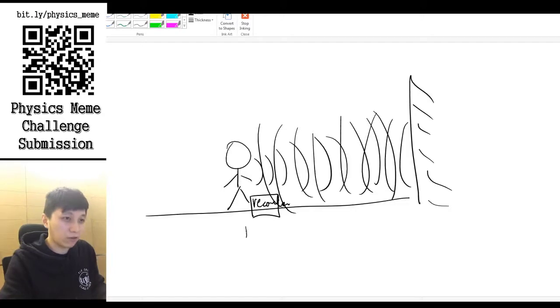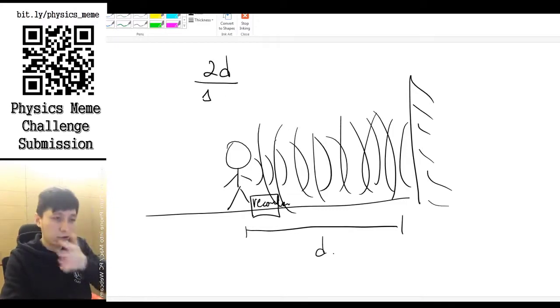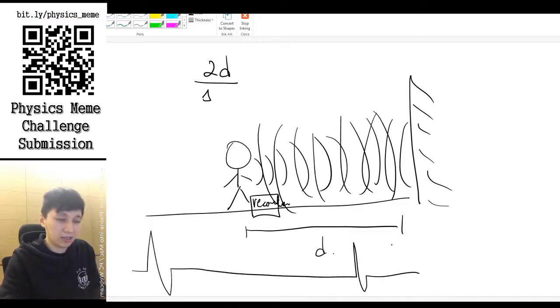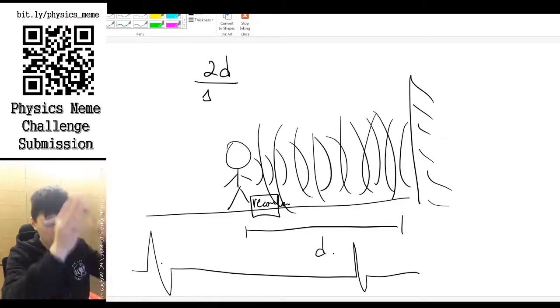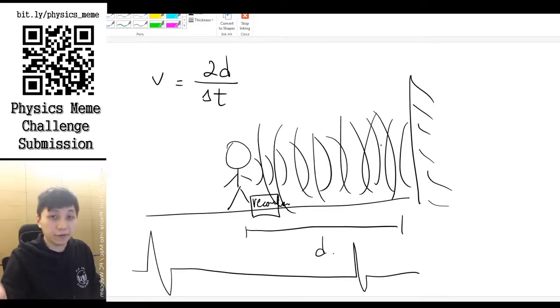Again, with the known distance d to the wall, the distance you travel is going to be 2 times d, divided by the time that it takes between the two waveforms. So in your recorder, probably you see something like this and then like this. Two different times, and then you can find the time difference, and again using this you can find the speed of sound.